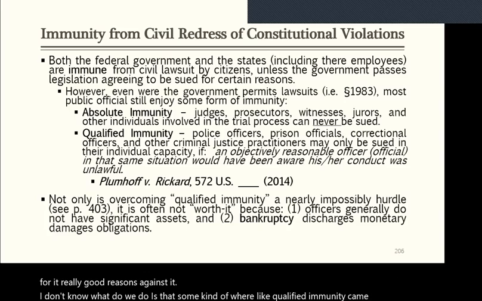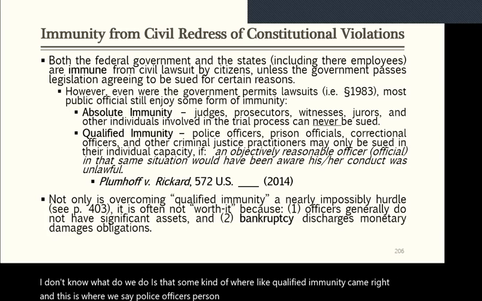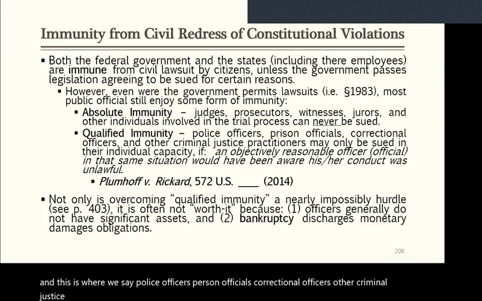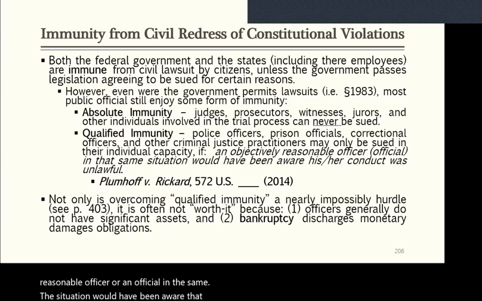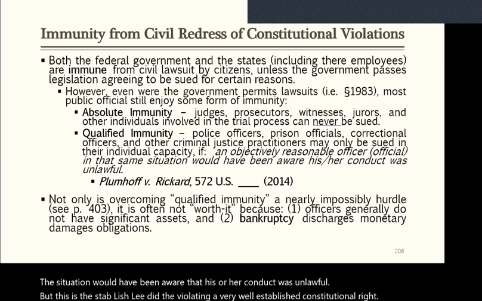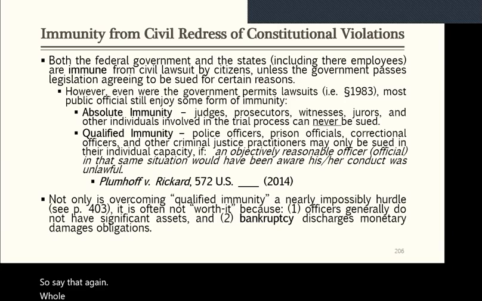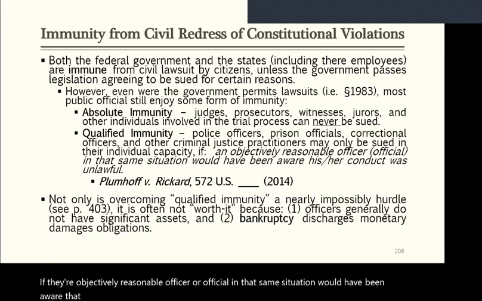This is where we say police officers, prison officials, correctional officers, and other criminal justice practitioners may only be sued in their individual capacity if, quote, an objectively reasonable officer or official in the same situation would have been aware that his or her conduct was unlawful. This is violating a very well established constitutional right. Say that again: qualified immunity only gets beaten if an objectively reasonable officer in that same situation would have been aware that the conduct was unlawful. That might sound like a really low bar. It's actually a really high bar.